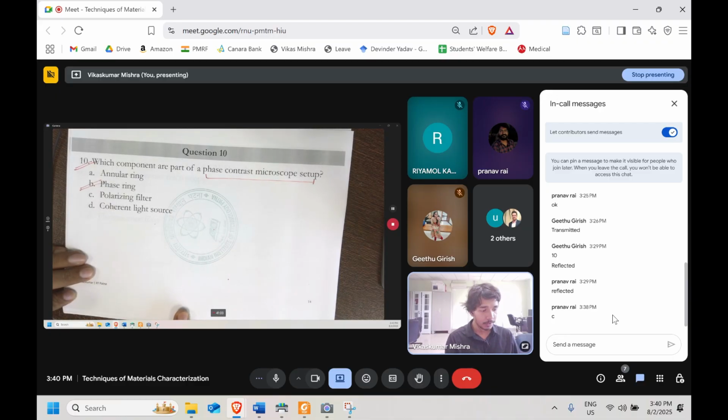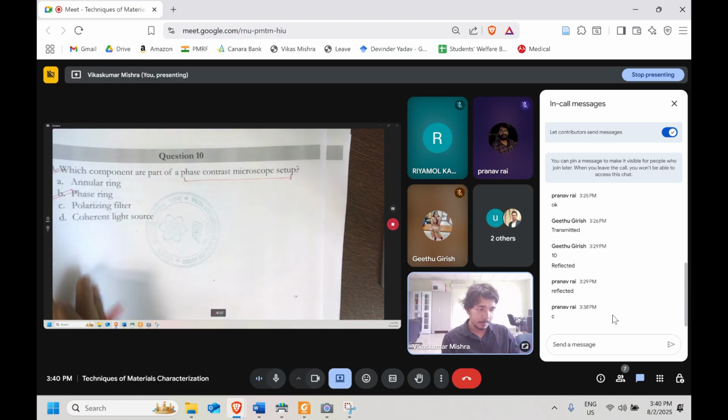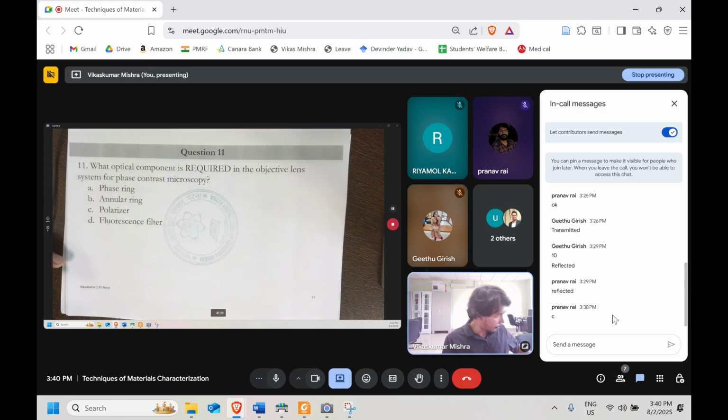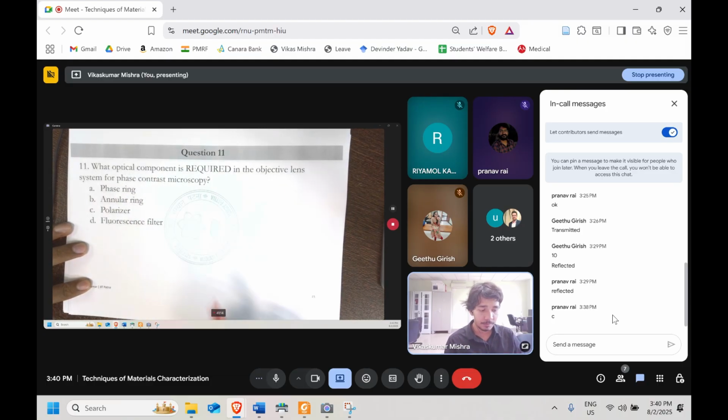Okay, let's move ahead. Let's go to the next question. Sorry, question number 11. Which optical component is required in the objective lens system for phase contrast microscopy?